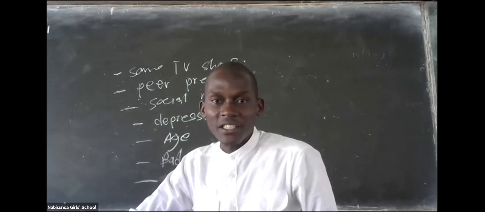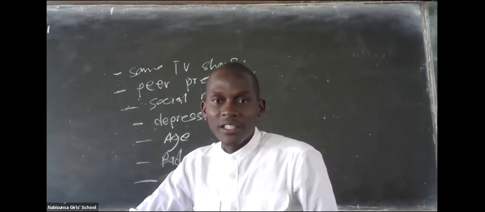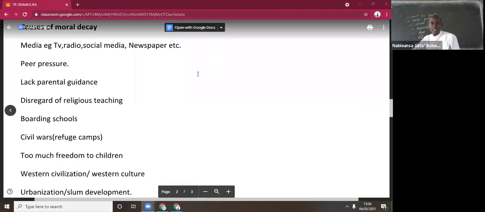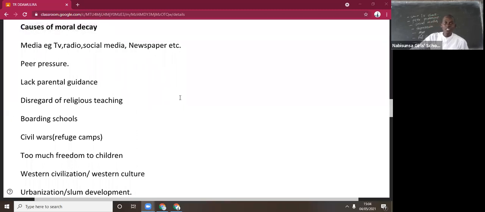Let me see what teacher Damrida has prepared for us. Yes, these are some of the points teacher Damrida gave us. He talked about media. We talk about TV, radio, social media, and newspapers. Some of you go into a paper and you start learning bad things, and you end up changing the way you think. Then we have peer pressure, as we have explained. Some people smoke weed because their friends are also doing it.